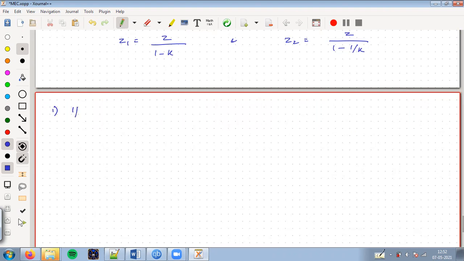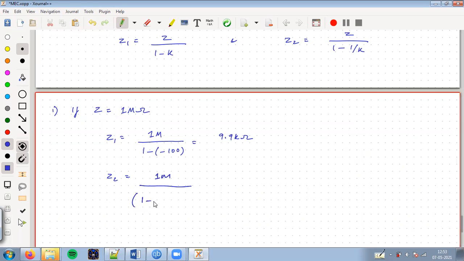First bit, if Z is 1 mega ohm, then Z1 is 1 mega divided by 1 minus of minus 100. So it is simply 9.9 kilo. Similarly, Z2 is 1 mega divided by 1 minus of 1 divided by minus 100. So this will give me 1.01 mega. You can do the calculations on that. I will share this with you.